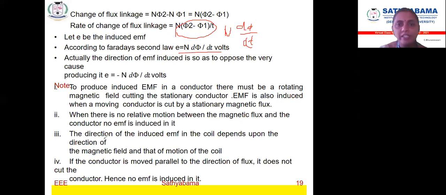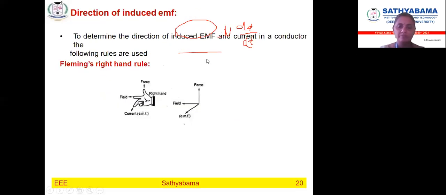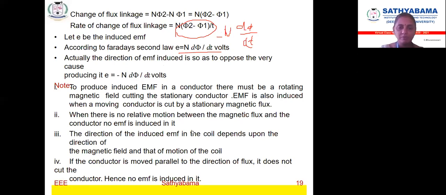Now actually the direction of the induced EMF is so as to oppose the very cause producing it. This is Lenz's law. Lenz's law gives the direction of the current flow. So you write E is equal to minus n d phi by dt, because always the current flowing will be opposite, the cause producing it will be in the opposite direction. So you put a negative sign here. E is equal to minus n d phi by dt. This formula is very, very important, you will be using it everywhere.